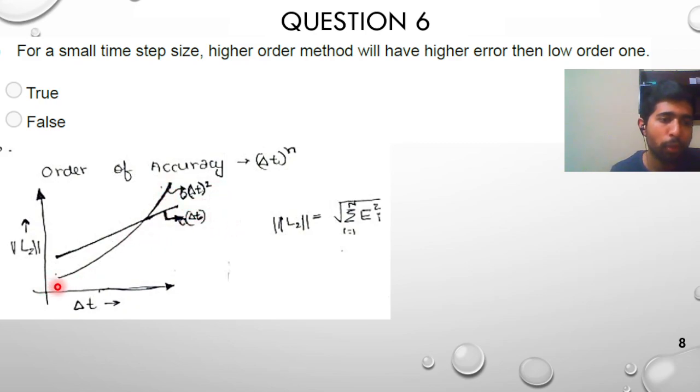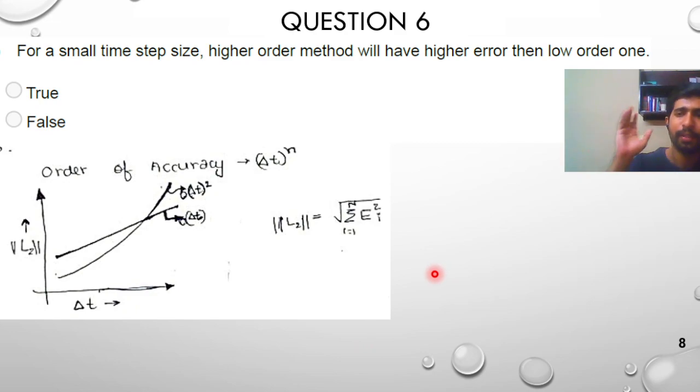So if you go to a very small time step size, which is what is asked in the question, the L2 norm will be very low. The error will be very low as compared to order of delta t. So a higher order method should have less error than the lower order one. So this is false. That should be the correct answer, false, as you have rightly indicated in the chat box.